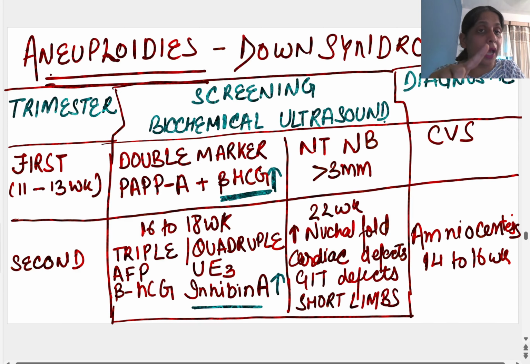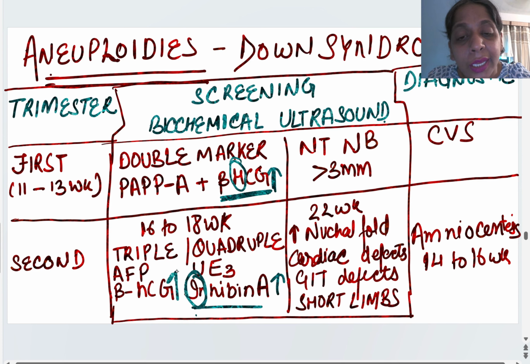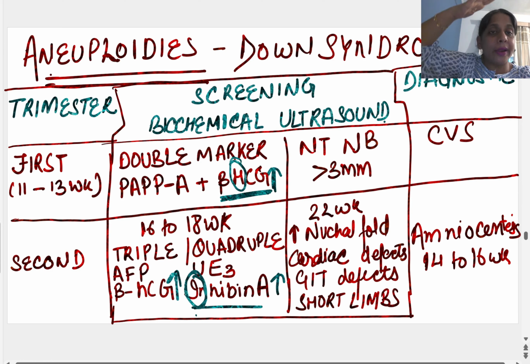There are chances they can be asked to you. Okay, simple, H for high, IN for increase. In beta HCG there is H, high, and in inhibin the IN is increase. These two parameters increase. Rest all the parameters decrease in Down syndrome. HCG high, inhibin A high, rest all decrease. If these two parameters increase and rest all decrease, it means it is Down syndrome.